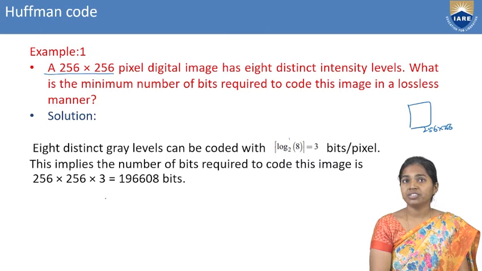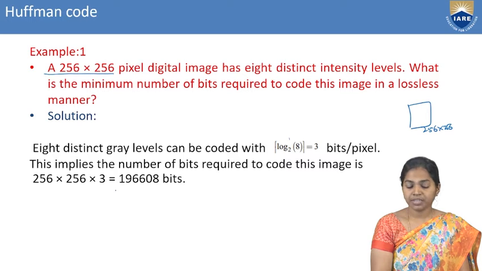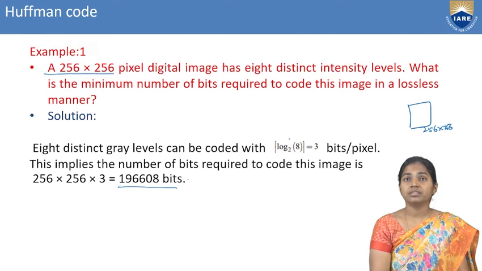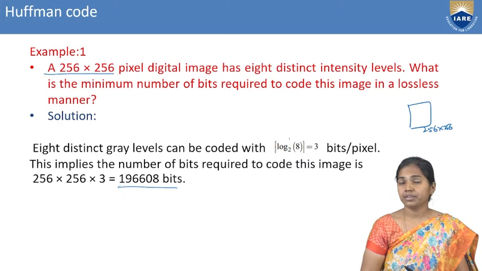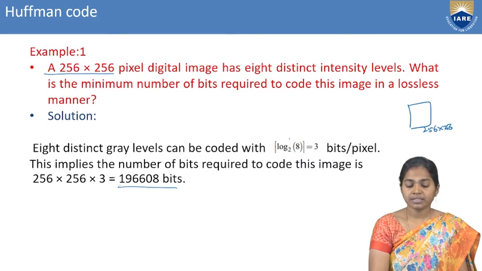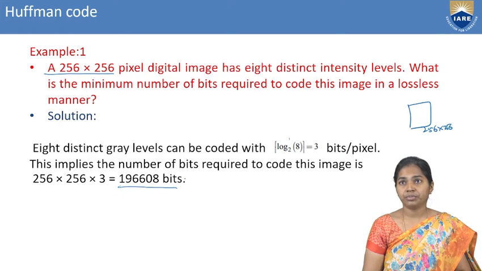So the digital image size is 256 into 256 into 3 bits per symbol. Then we are getting 196,608 bits. So this is the one example. In this example, the image size is 256 and the gray levels we are using are 8. Then log 2 of 8, so log 2 of 2 power 3. Then 3 into 1, here it is 3 bits per pixel. This implies the number of bits required to code.